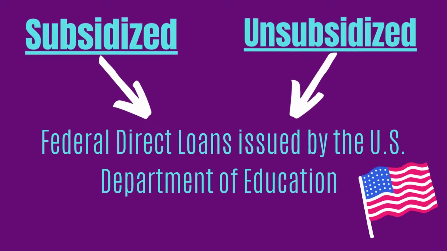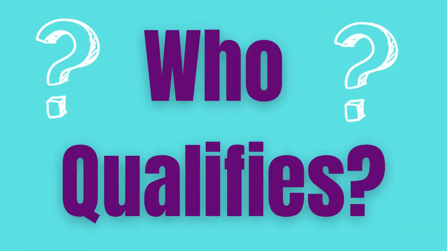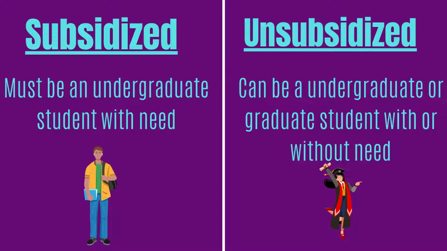Subsidized and unsubsidized student loans are both federal direct loans issued by the U.S. Department of Education. One of the key differences between these two types of student loans is who qualifies for them. To qualify for subsidized student loans, you must be an undergraduate student with need. To qualify for unsubsidized student loans, you can be an undergraduate or graduate student with or without need.